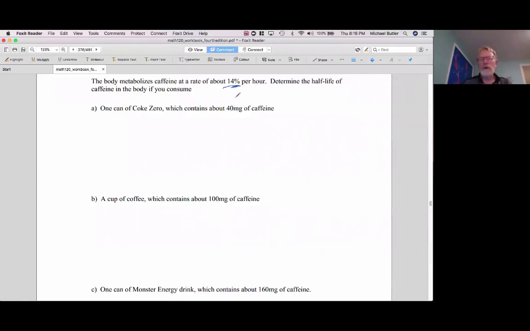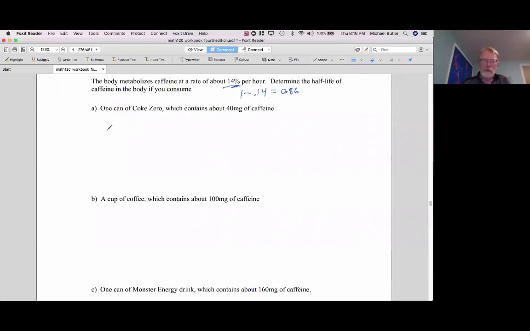So our factor is going to be 1 minus 0.14, right? Mm-hmm. So 1 minus 0.14, that's going to get us back what? 0.86, is that right? Yes. Okay. So that's our decay factor. It's not our growth factor in this case. It's our decay factor, okay?